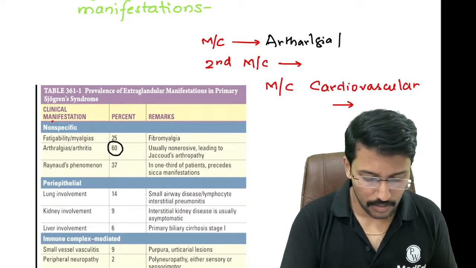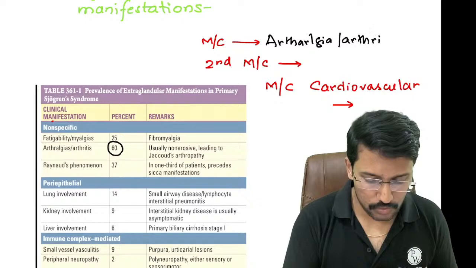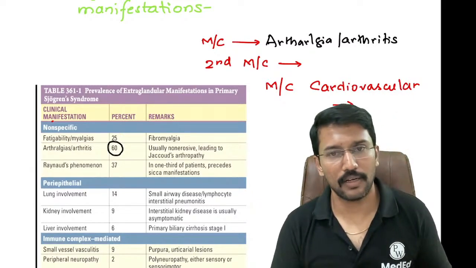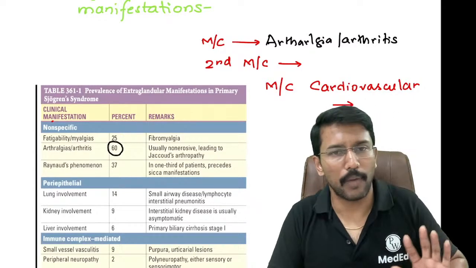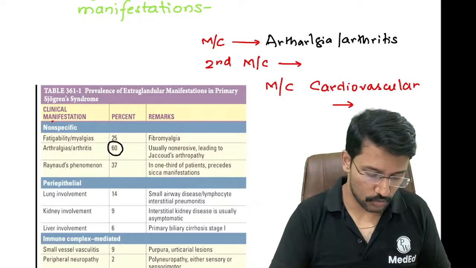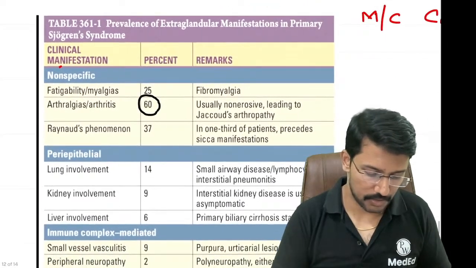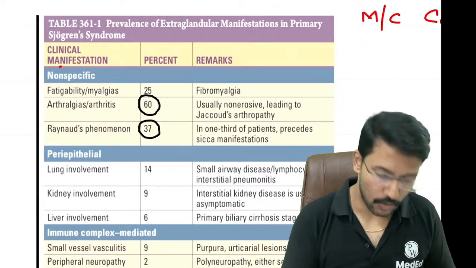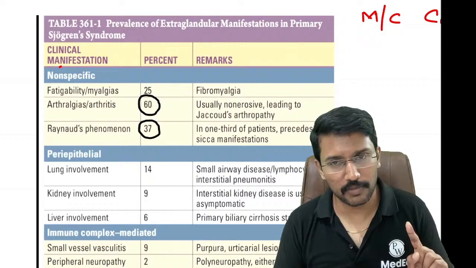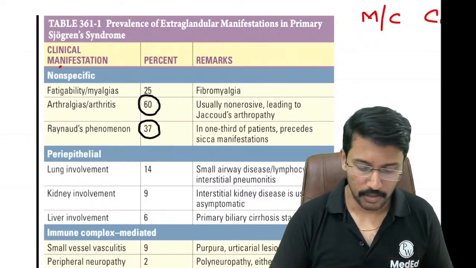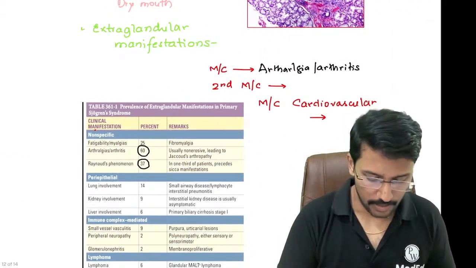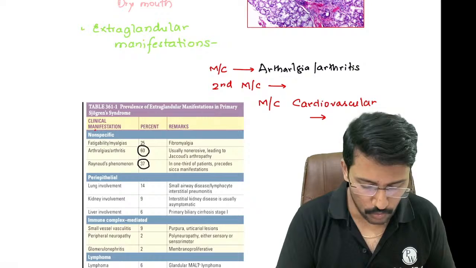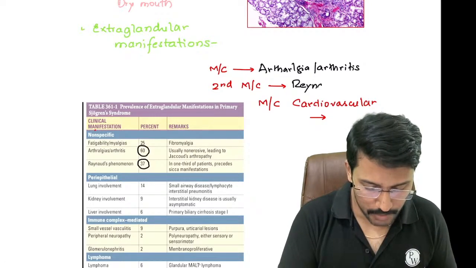Arthralgia or arthritis is the most common extraglandular manifestation. They might ask you what is the second most common extraglandular manifestation, and that is Raynaud's phenomenon. So we have already spoken about Raynaud's phenomenon in Scleroderma. Sjögren syndrome patients can also develop Raynaud's phenomenon. So the second most common is Raynaud's phenomenon.